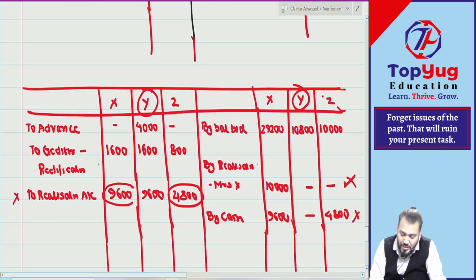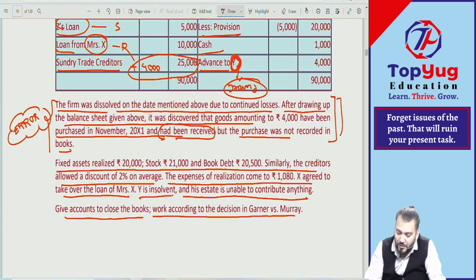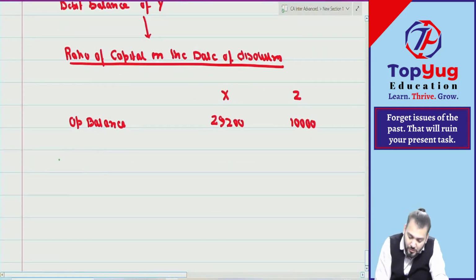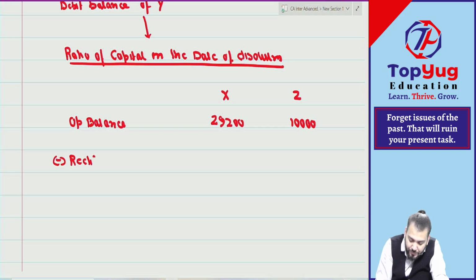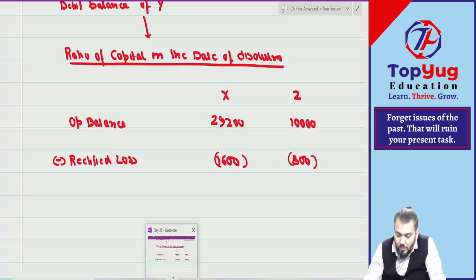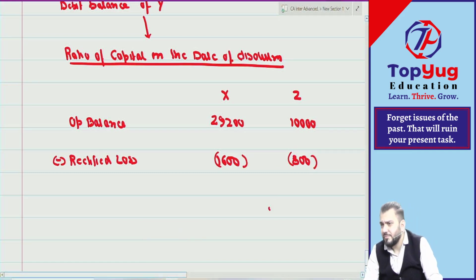Whether rectification will be adjusted? Yes, rectification will be adjusted. Just write down: minus rectified loss. How much? 1600 and 800. Understood? Correct. Now, whether advance will be adjusted to find out capital on the date of dissolution.